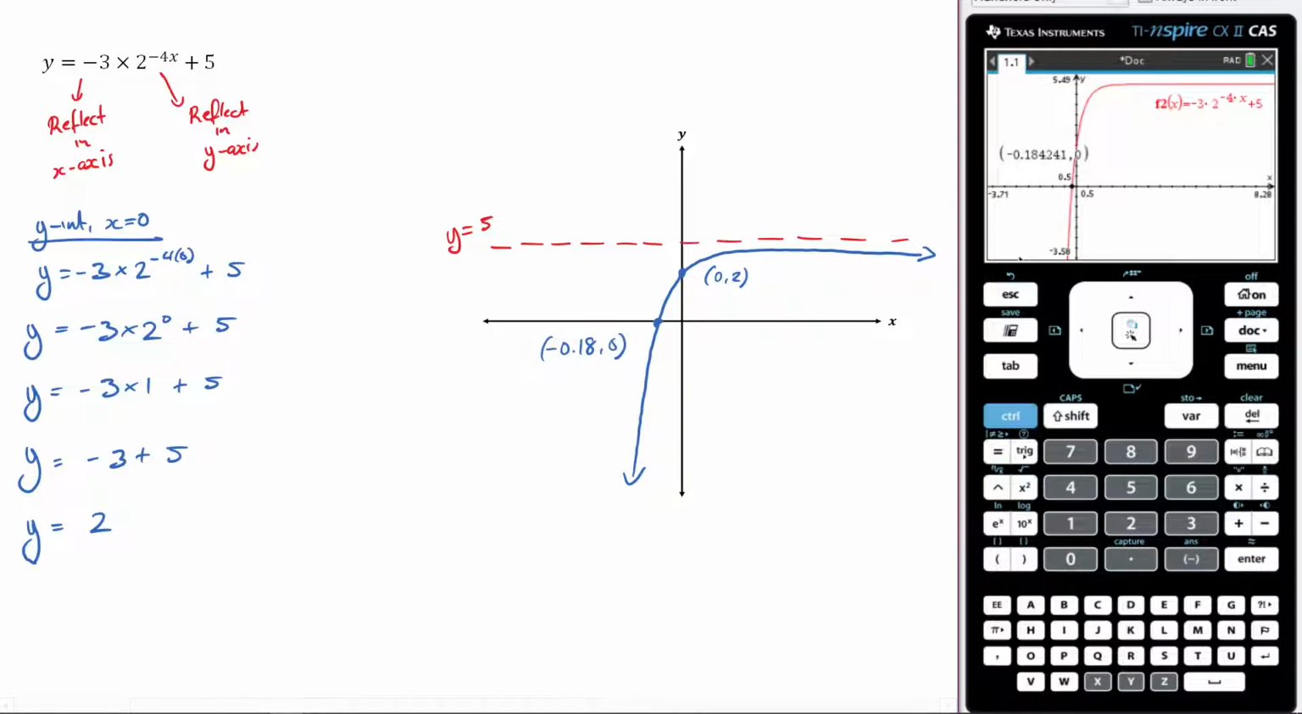And I'm just going to write in here that I've used my CAS. So that is what it's going to look like. It's going to go up like that. It's going through 0, 2. The last thing I need to do here is find my range. So my range is all my possible y values. As you can see, it's going to negative infinity all the way up to 5, but you're not including 5.